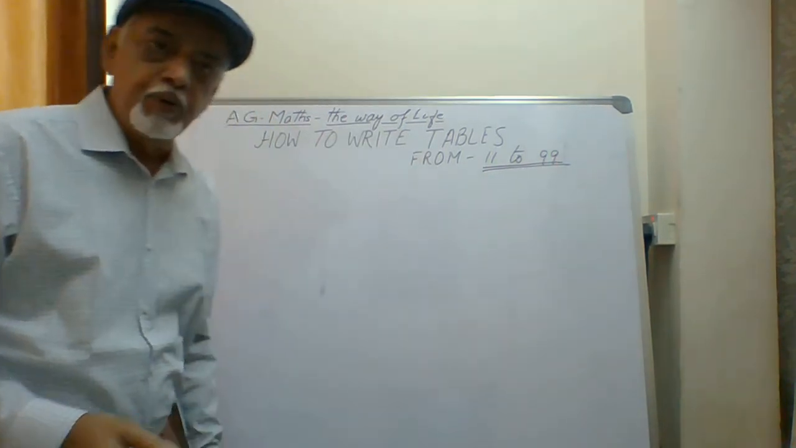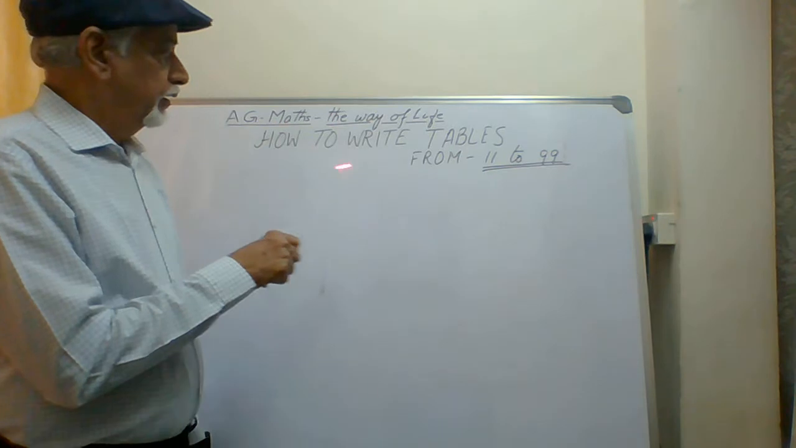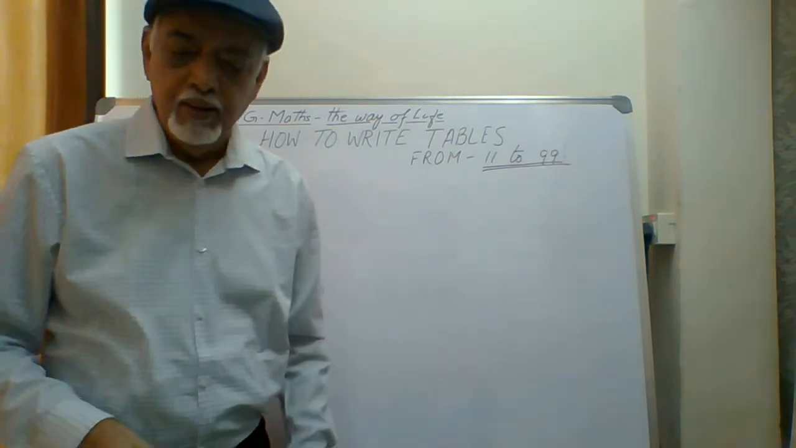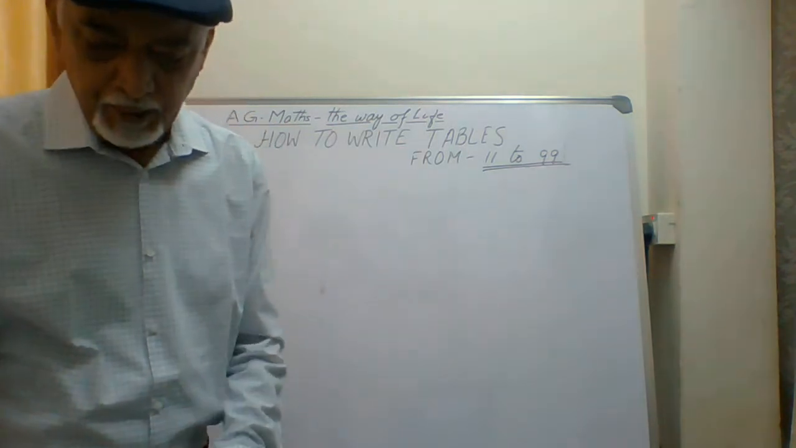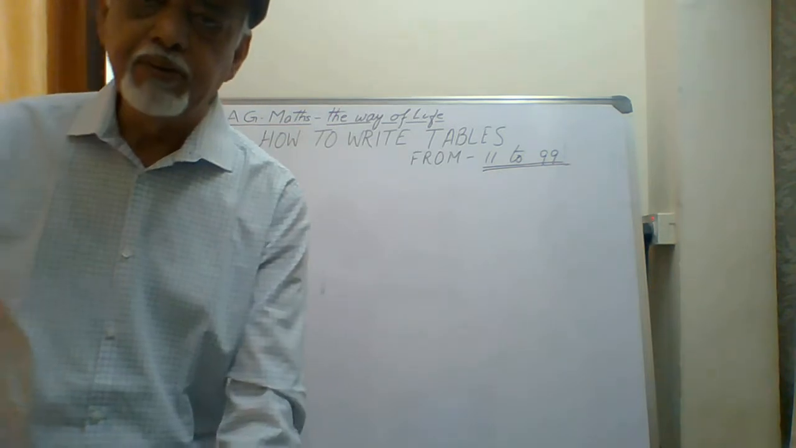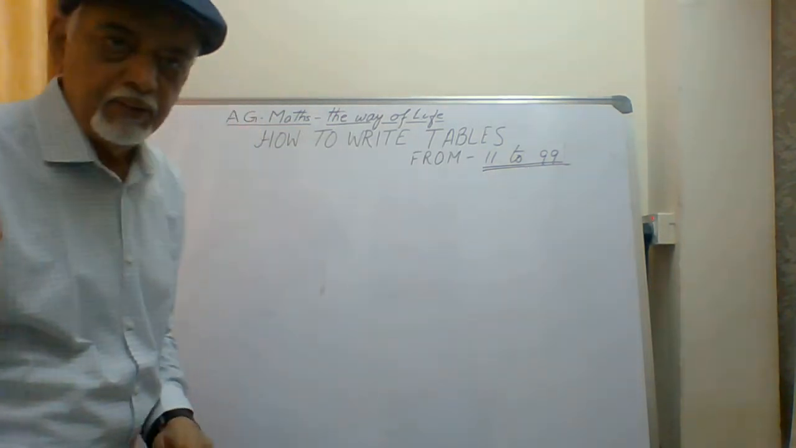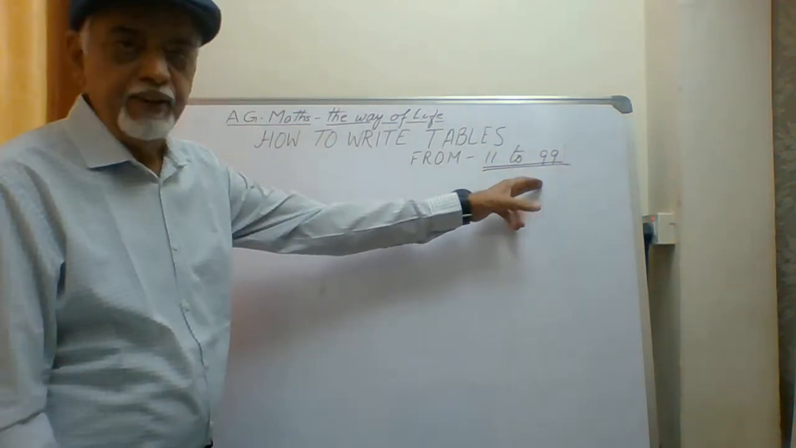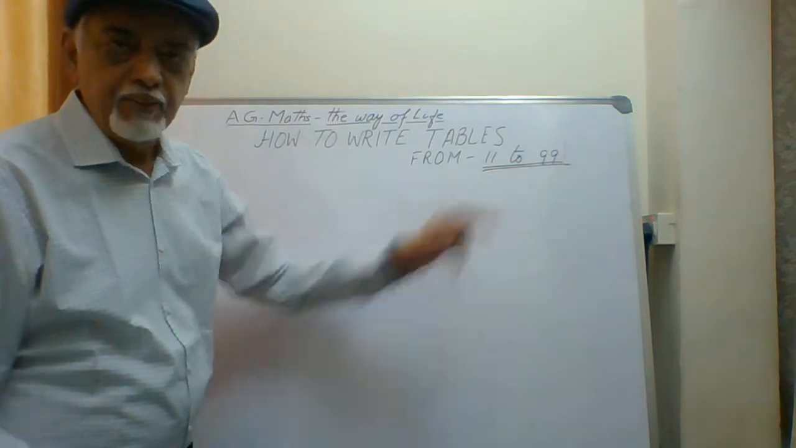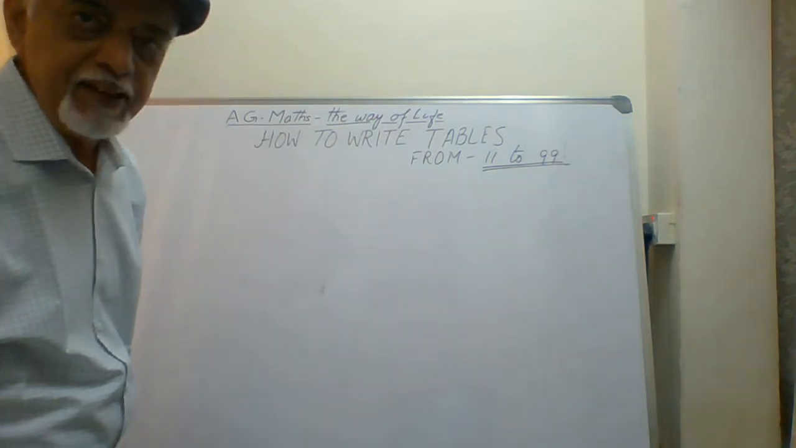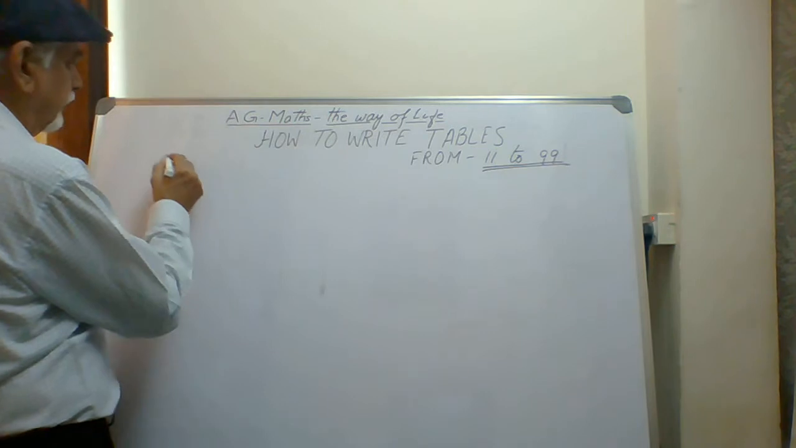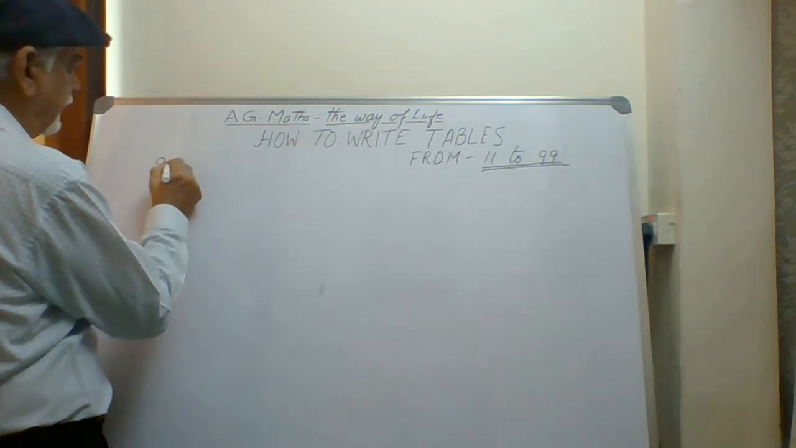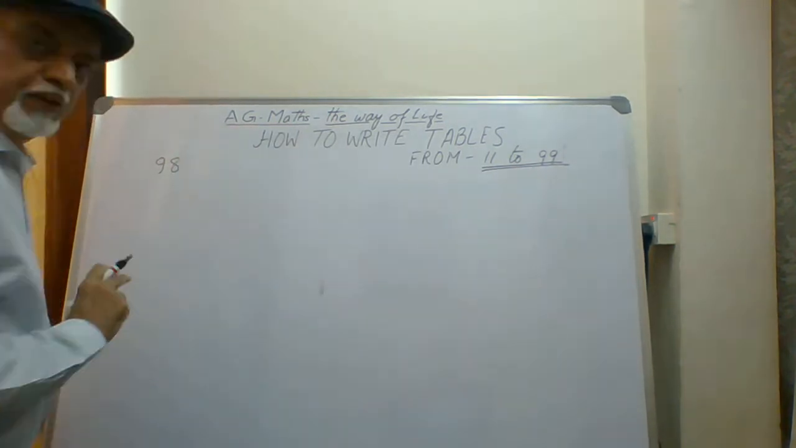I'll tell you something about how to write the tables from 11 to 99. One thing you have to remember, the table of 1 to 10. You know the table of 1 to 10, very easily you can write down the tables of any number between 11 to 99. I'll start with suppose 98. Okay, so 98 is my number.